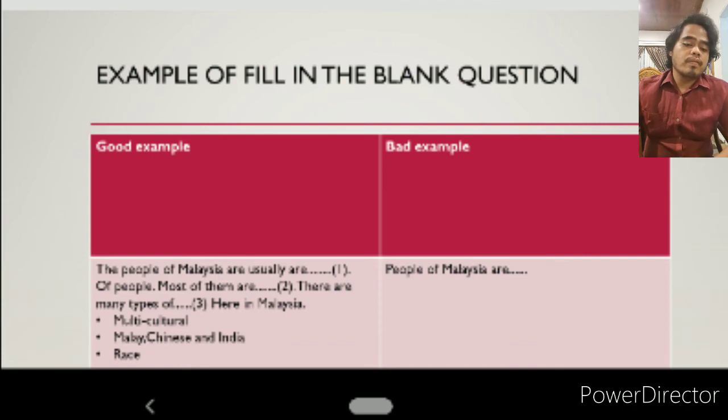So these are the examples of fill in the blank questions. For the good example, as you can see, they are more specific and there is more than one question, and they also include the choices of the question. As you can see, the bad example only wants you to explain just one statement, and it is a bad example because it does not really test the knowledge of the student.